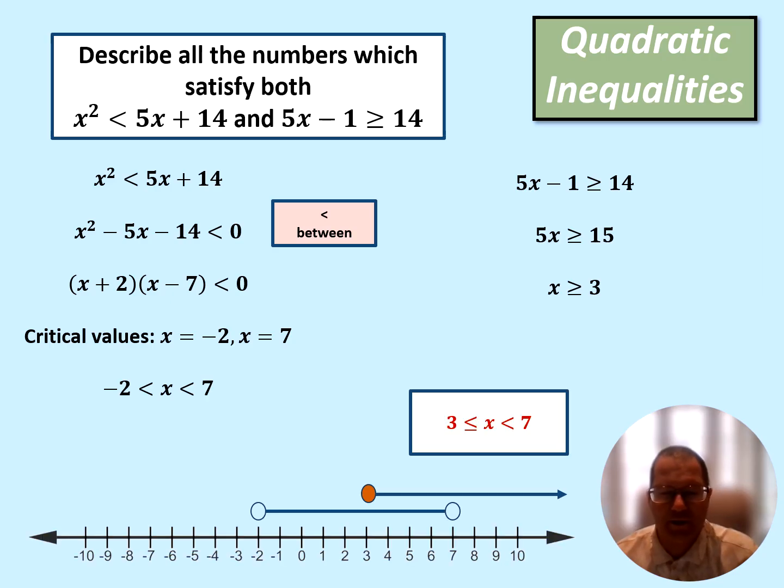A good way of looking for the answer is to draw a number line and put our inequalities on it. So for -2 to 7, I've drawn a line between -2 and 7 with two empty circles to represent the fact that they can't be equal to. And for x is greater or equal to 3, we have a filled in circle at 3 with an arrow going to the right. And we're looking for any parts of the number line where we have two lines at the same time. And that's true between 3, which includes 3, and up to 7, but not including 7. So the final answer, as shown, is that 3 is less than or equal to x is less than 7, and it's one region.